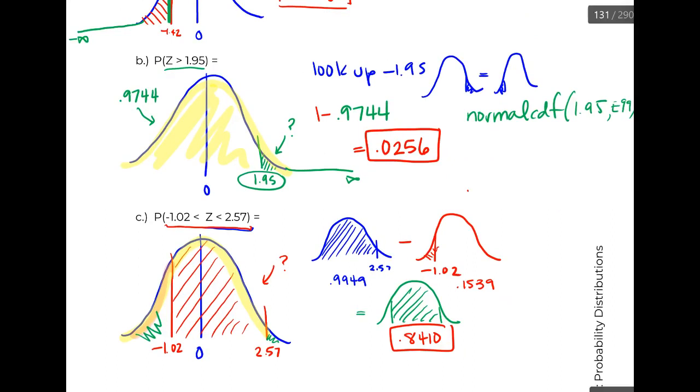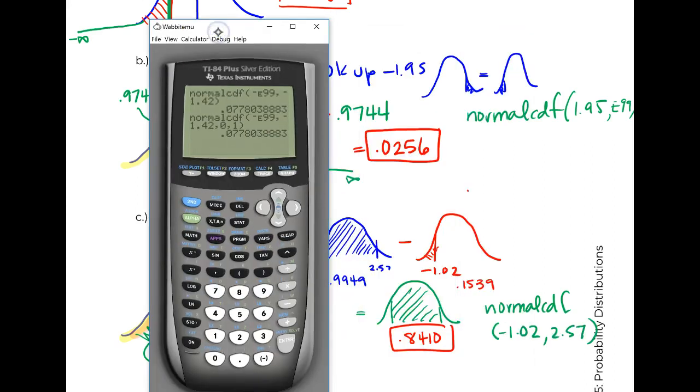And then the easiest one to do this for is the last one, because the actual lower and upper bound are things that we have, right? We want to go from negative 1.02 to positive 2.57. So I'll actually do that once we can see it. So second, vars, grab my normal CDF, negative 1.02 all the way up to 2.57. And we get out 0.841. And you can see here we actually end up with a 1 as the last decimal because we have a little more of an exact answer using the calculator. So anyways, that's how you can use normal CDF instead of the table when dealing with the standard normal distribution.